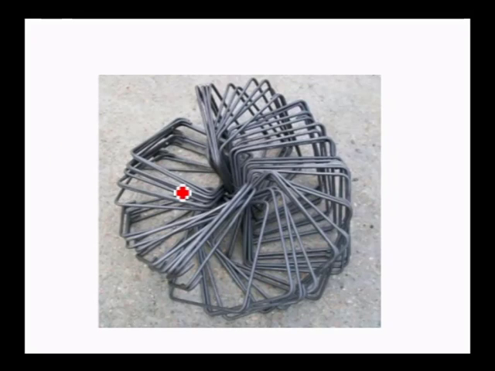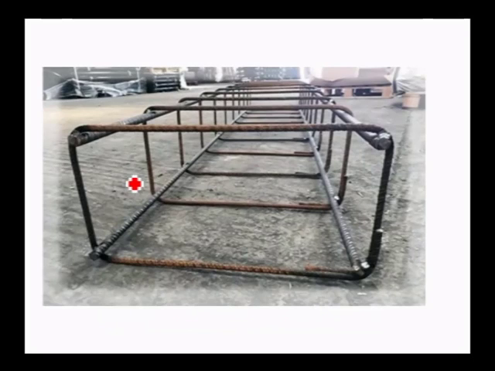This is the bunch of rings how the bar bender will prepare, and then they will insert in the longitudinal bars and they will tie up. This is one view where you can observe how the lateral tie is tied to the longitudinal reinforcement. This is the junction of the tie, then it is tied to the longitudinal bars.